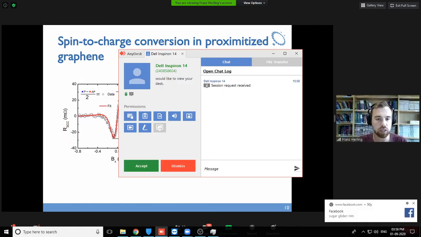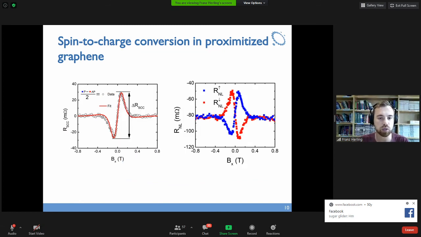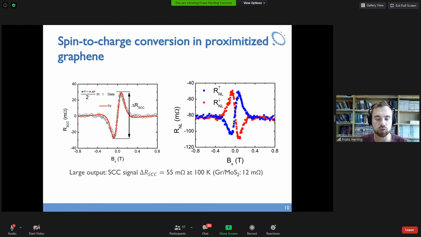So again, we can now subtract the parallel and antiparallel state, or rather the two states of the injector electrode. And we can see that the output signal that we define here as the change in resistance, delta R SCC, is quite large with 55 milliohms at 100K. If we compare this to our previous results in the graphene MoS2 samples where we had 12 milliohms, we see that we are like 4 times larger.